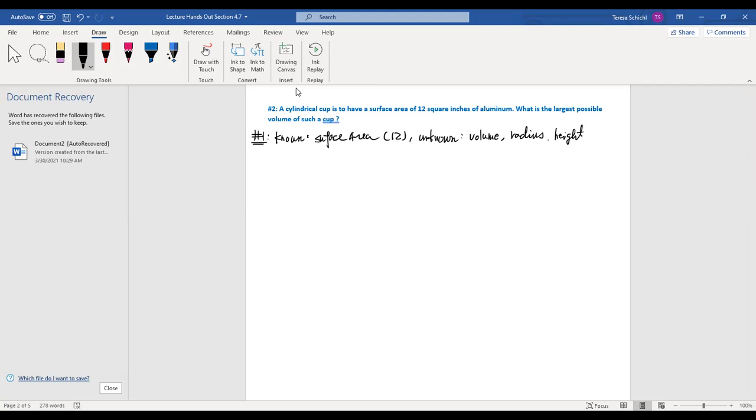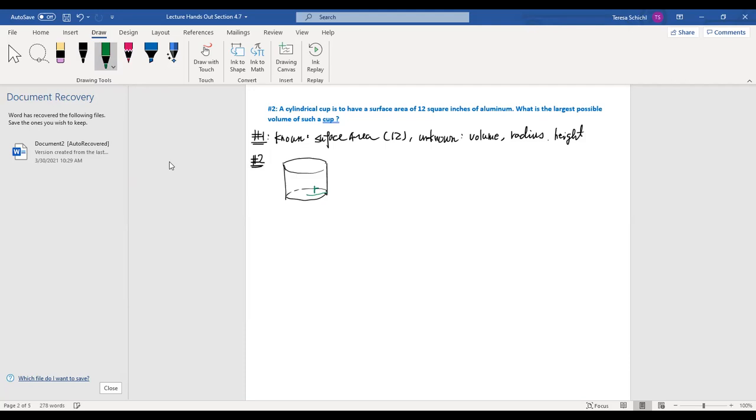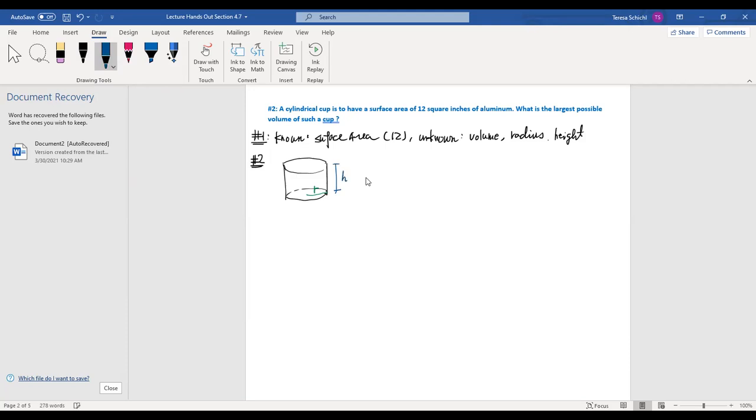The second step in the optimization process is to draw a picture. They say a picture is worth about 1,000 words, so it's better than 1,000 words. Let's draw a picture. This is our cylindrical cup. This is my radius R, and this is my height. I labeled the radius and the height, and I want to find the volume.